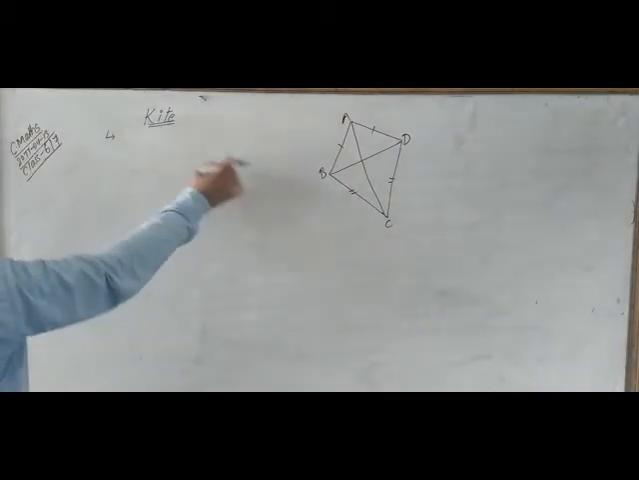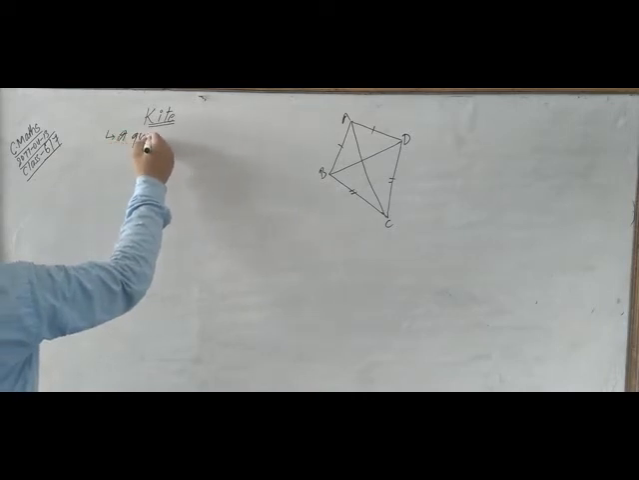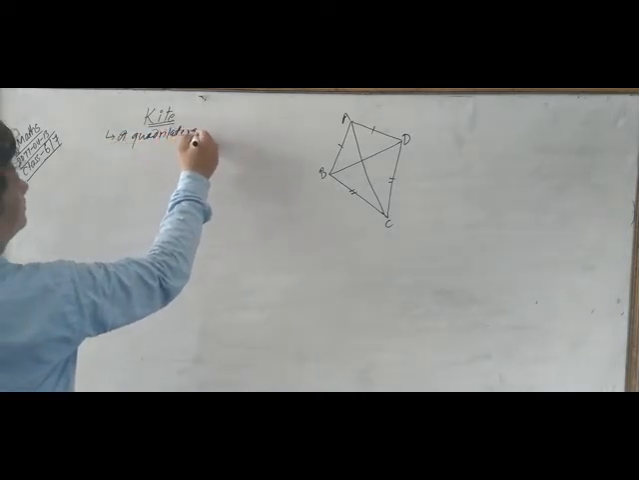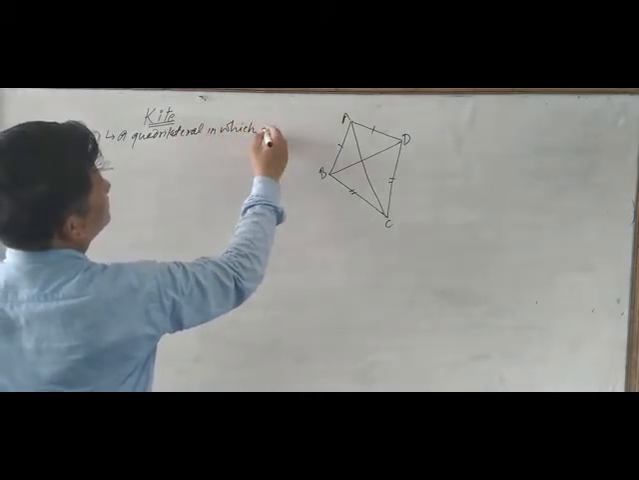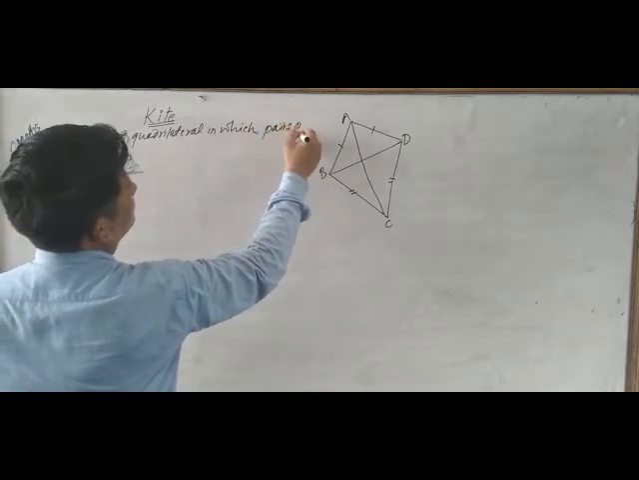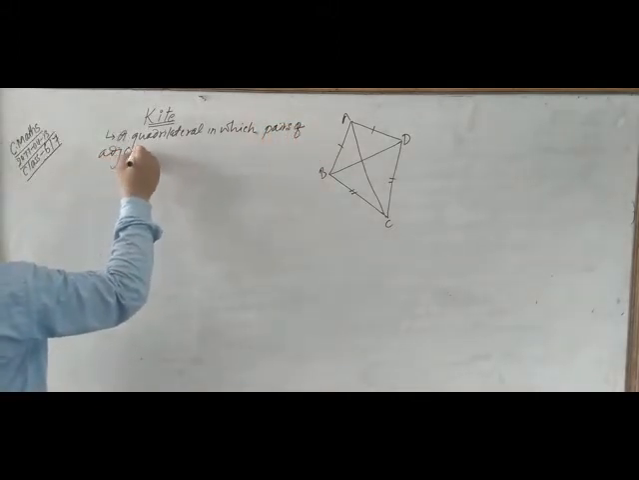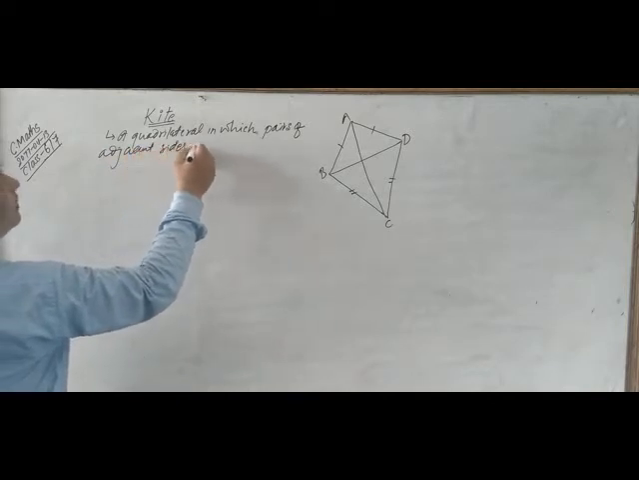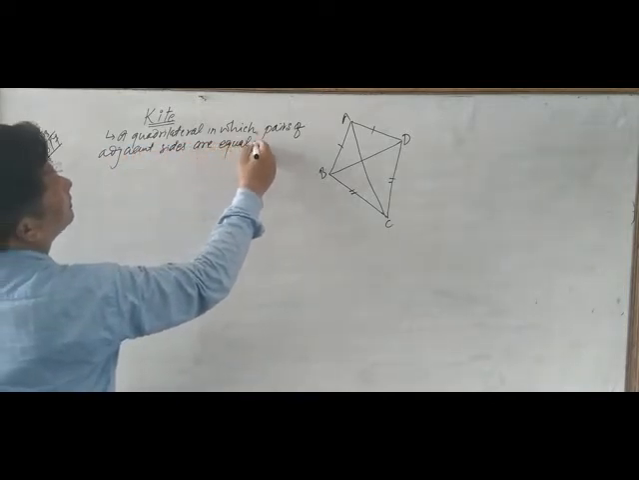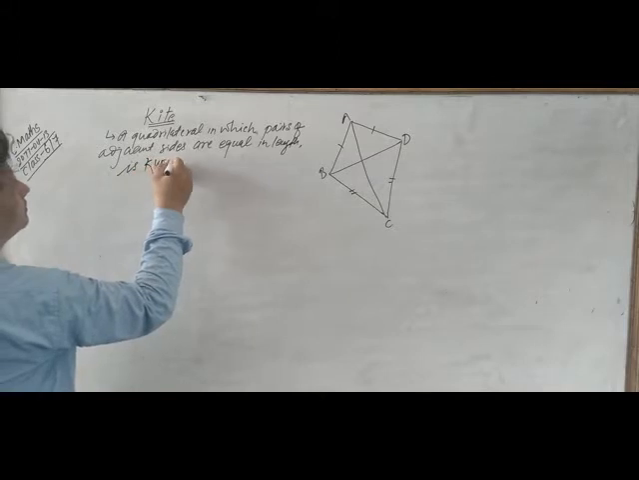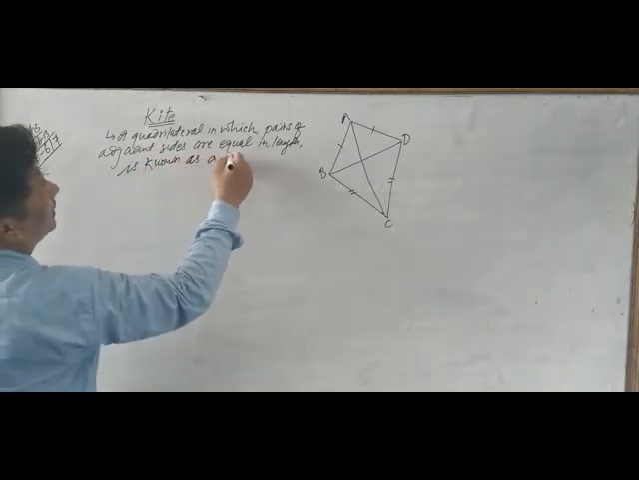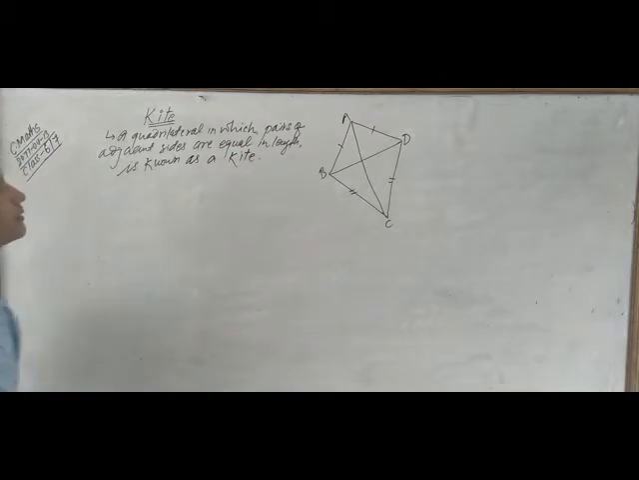Kite means simply we can say a quadrilateral in which pairs of adjacent sides are equal in length is known as a kite. A quadrilateral in which pairs of adjacent sides are equal in length is known as a kite.